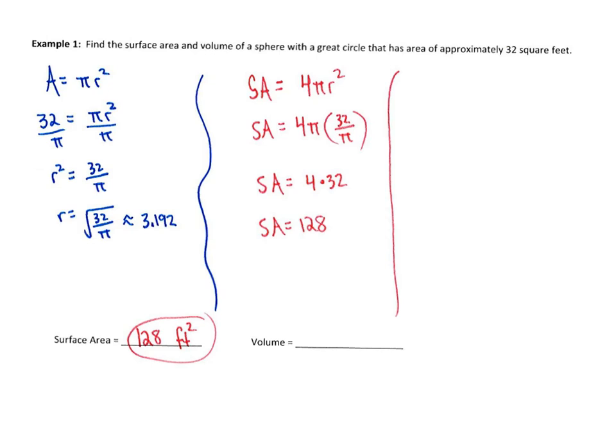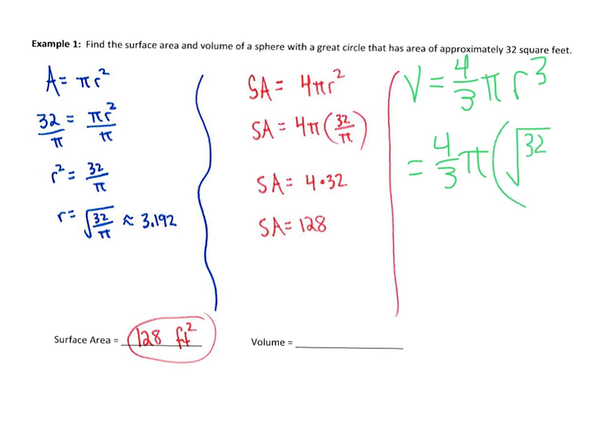Let's move on to the volume. Volume of a sphere is 4/3 pi r cubed. We are going to use the r, which is the square root. Be really careful when you're using your calculator that you end the square root after the square root of 32 over pi, close parentheses, then close another parentheses raised to the third. Go ahead and put that in your calculator.